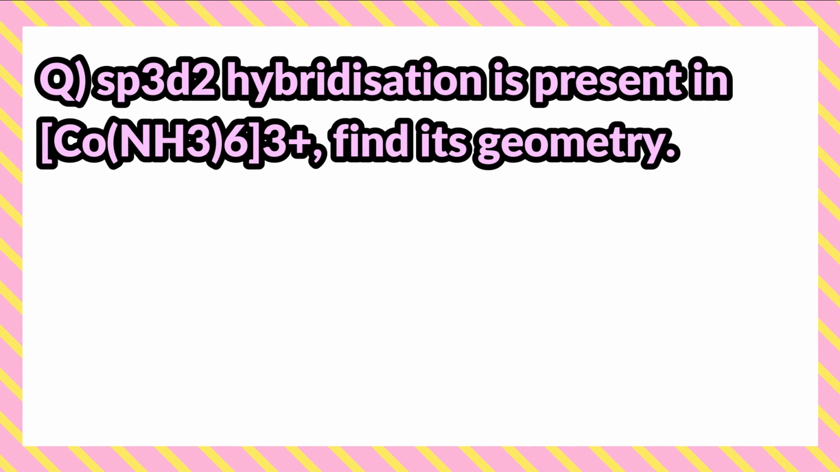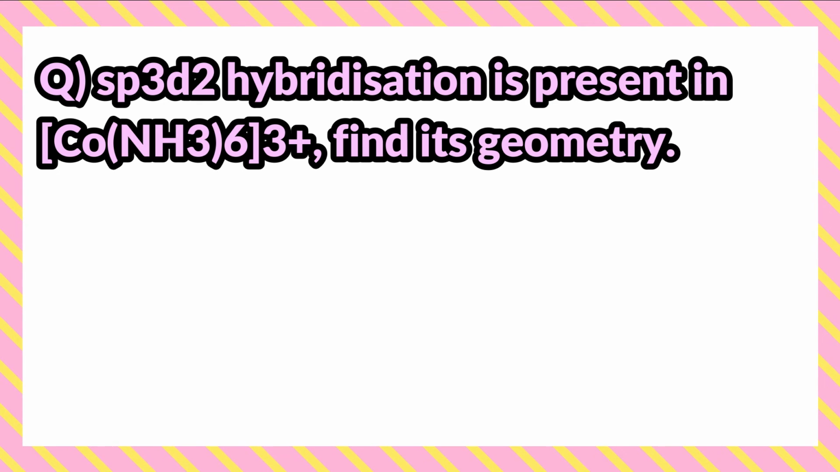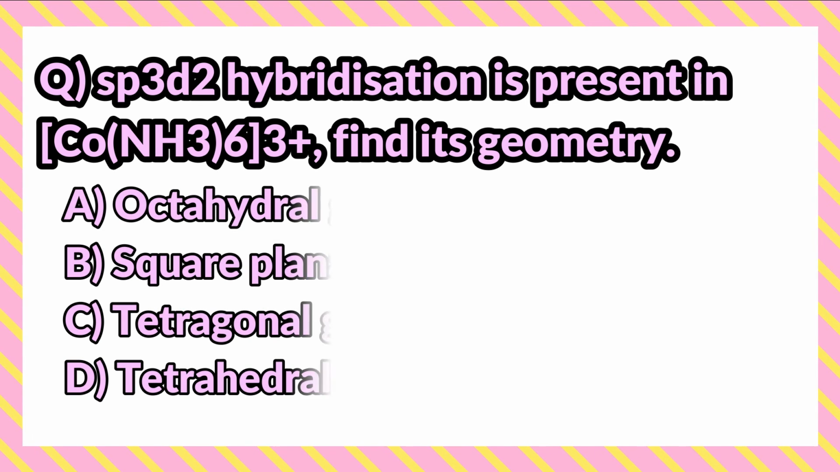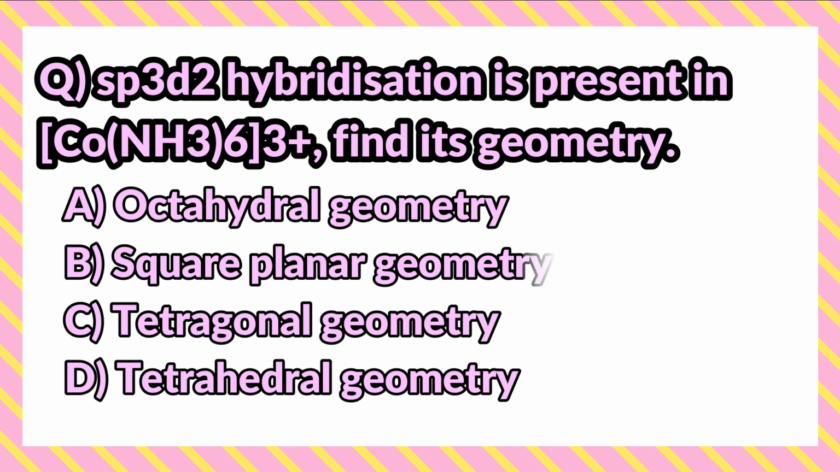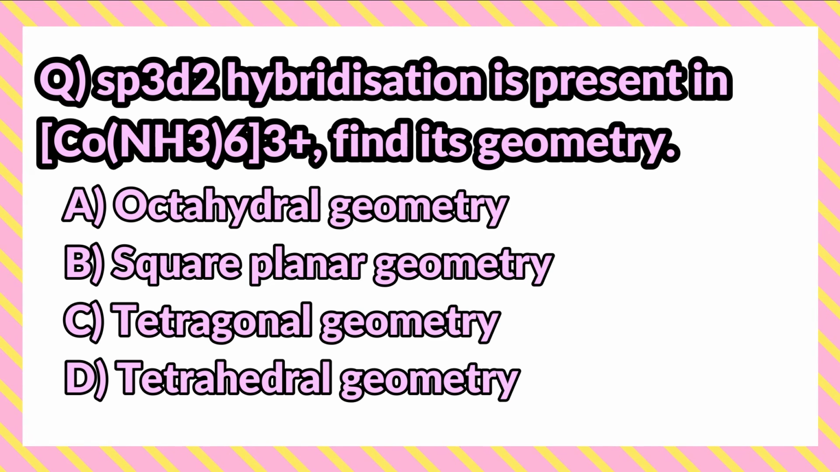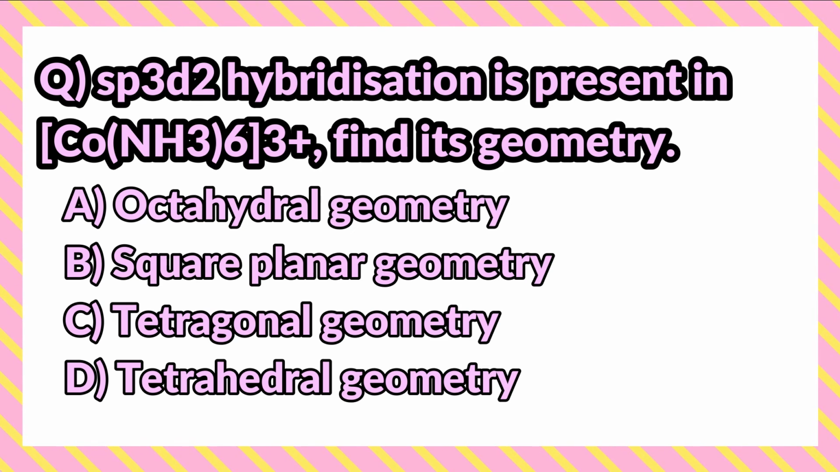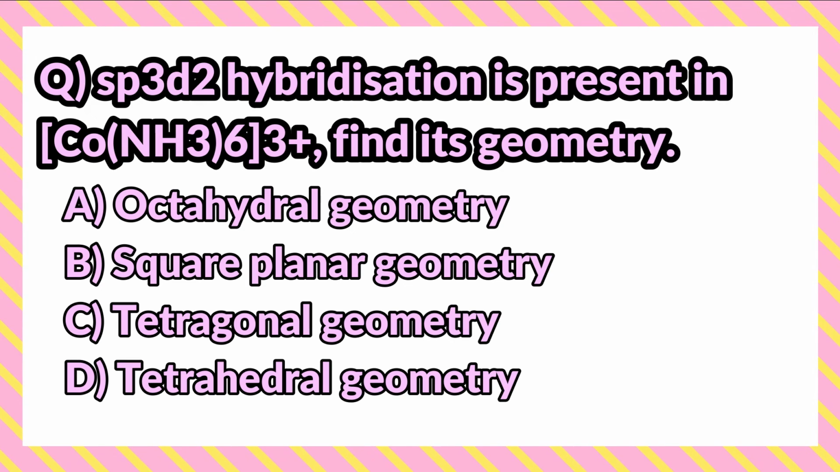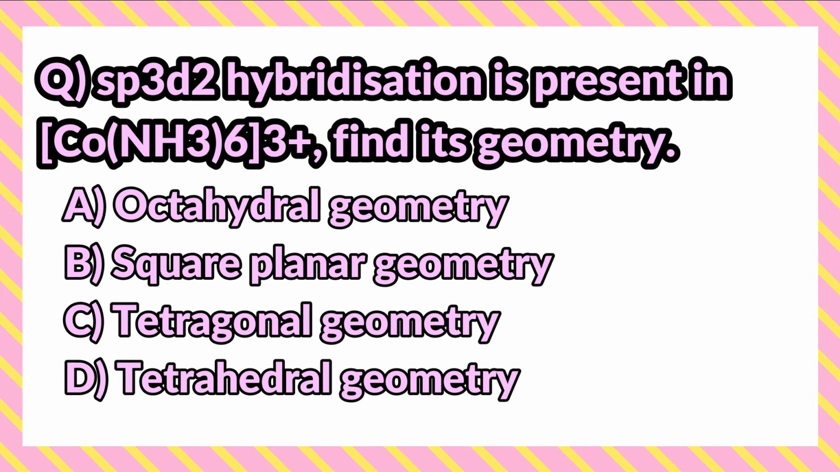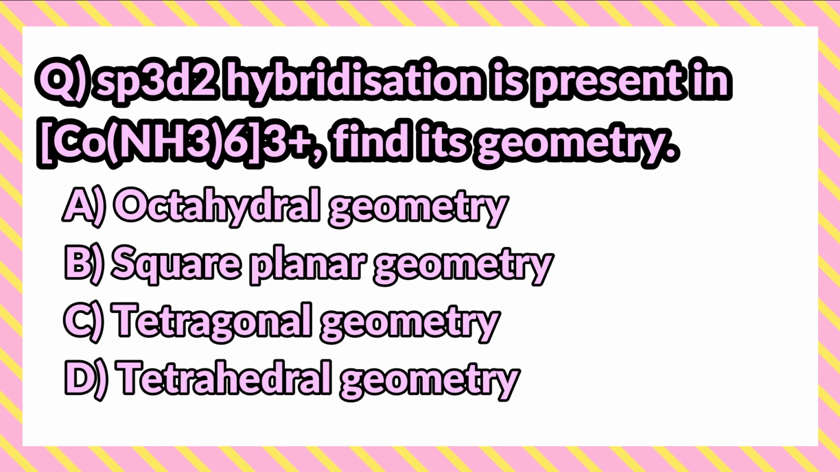Now let us move on to the next question. Here sp3d2 hybridization is present in [Co(NH3)6]3+, find its geometry. Now here they have given option A, that is octahedral geometry, option B, square planar geometry, option C, tetragonal geometry, and option D, tetrahedral geometry. Now let us solve this question.